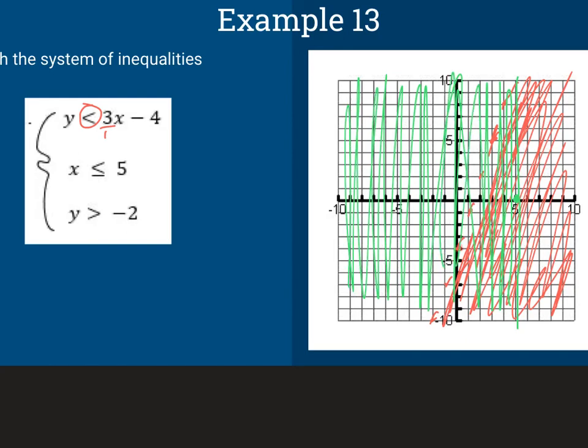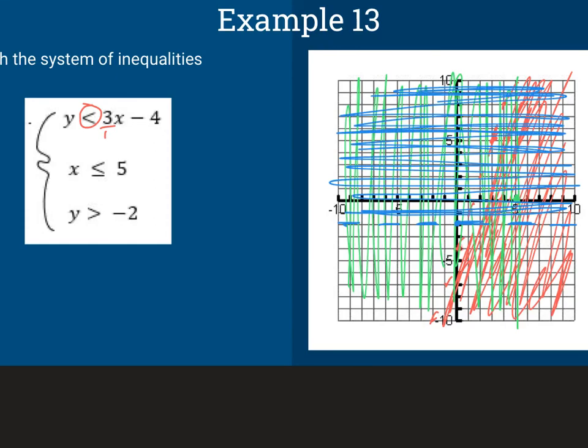Now let's look at our last one. And our last one says y is greater than -2. So it's just y, -2. I'm going to go to -2 on my y-axis. And notice that it just says greater than. So my line has to be a dashed line because it's not equal to. So I'm going to draw a dashed line. And again, it says greater than. So we're going to shade all the numbers greater than -2. So I'm going to shade on the top because all these y values are greater than -2.